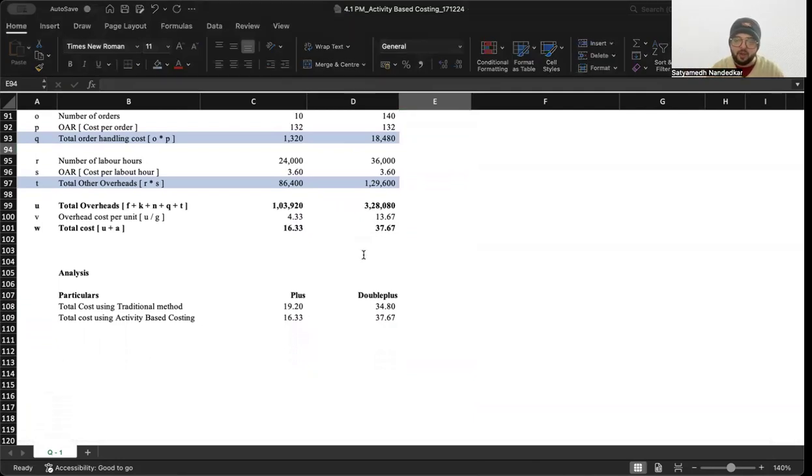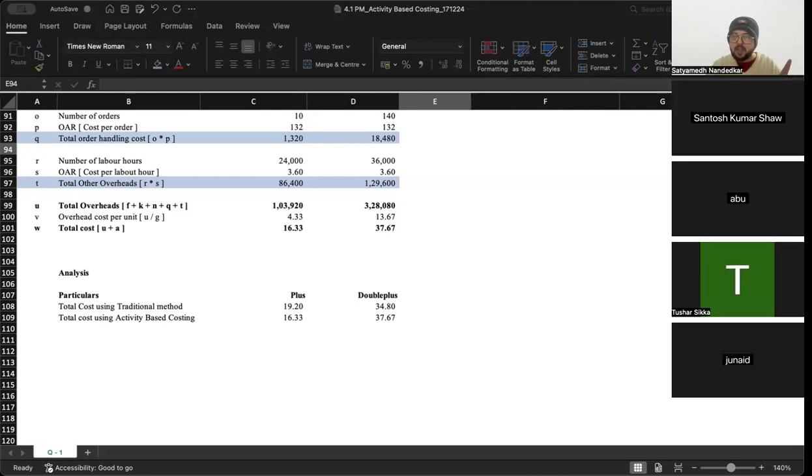Now we'll have to make a comment on this. See, the reasons for difference in the production cost per unit between the two methods. First is the allocation of overheads under the absorption costing system is done only on the basis of number of labor hours. Okay? In case of plus, you have considered 1 per unit, and in case of double plus, you have considered 1.5 per unit.